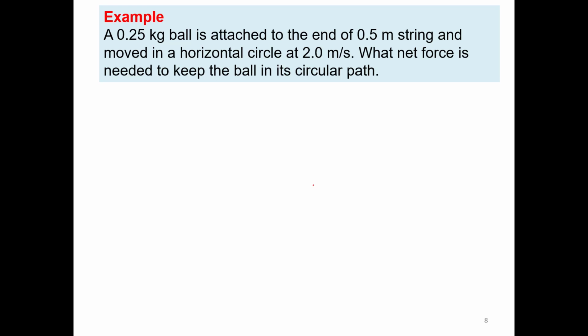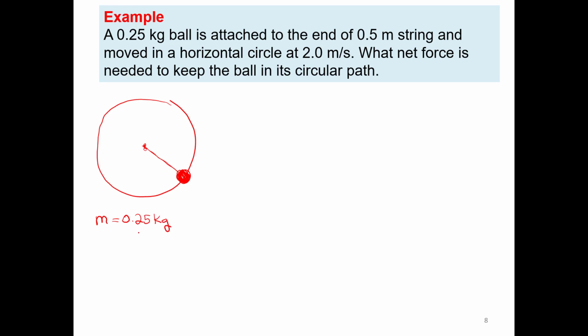We have a 0.25 kilogram ball attached to the end of a 0.5 meter string, moving in a horizontal circle at 2 meters per second. In this case we have something like this, a ball moving in a circular path. And what do we know? We know the mass of this ball is 0.25 kilograms.